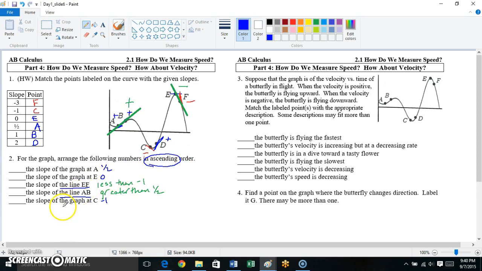So we'll start with the lowest, which would be the slope of EF, which is less than -1, then the slope of the graph at C, which we said was -1, then 0, 1/2, and greater than 1/2. All right.